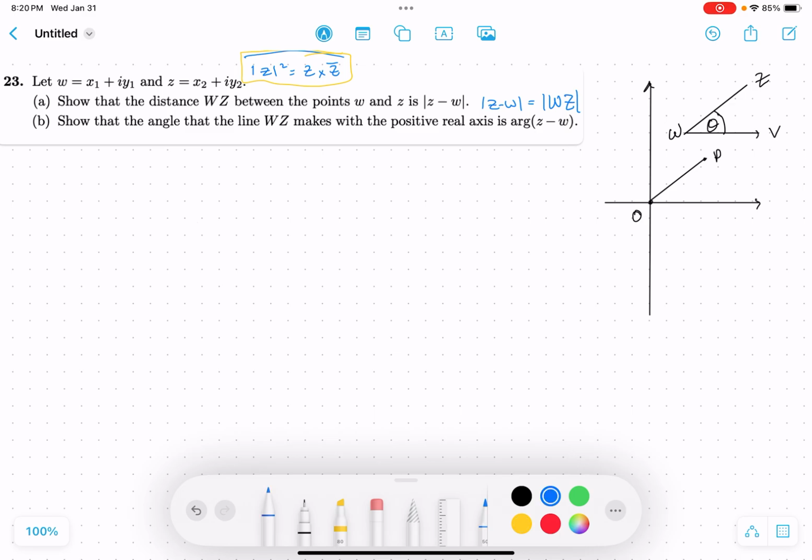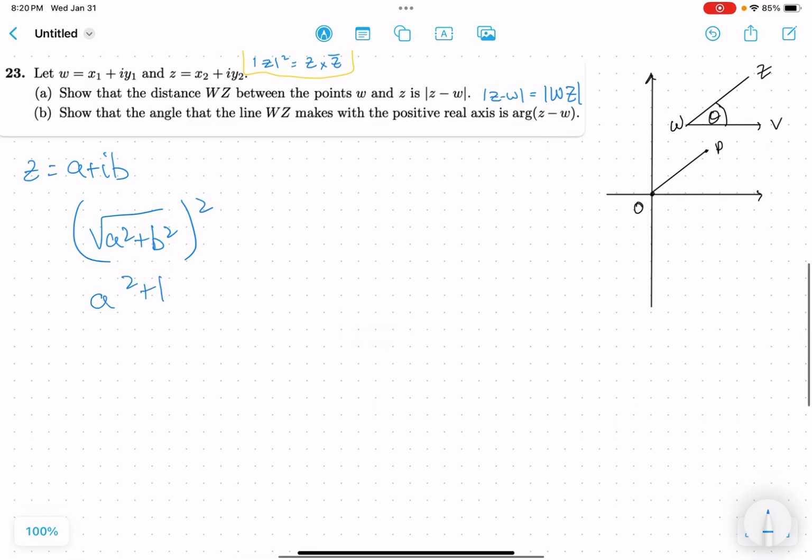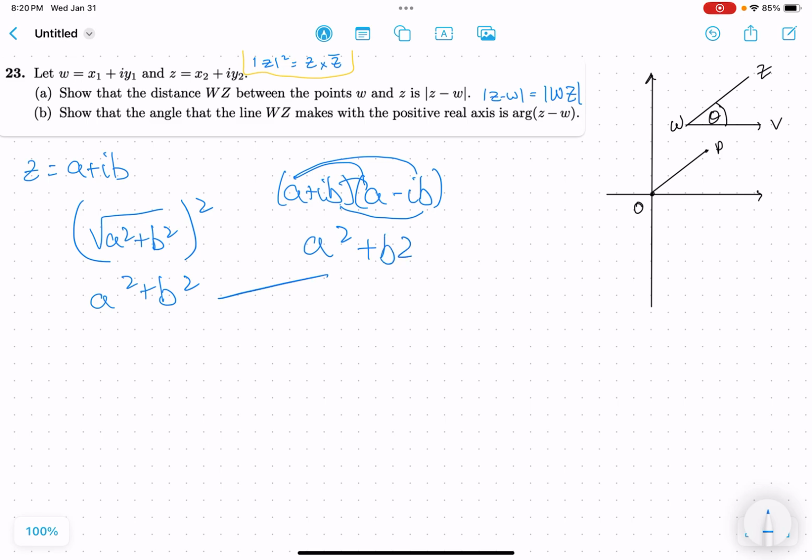So remember, if I quickly do it for you to remind you, if I let Z be a plus ib, we know the length of it is the square root of a squared plus b squared. So if I square that, I'm just going to get a squared plus b squared. If instead I do Z times Z bar, the conjugate, again we're going to get a squared, the iab and the minus iab cancel each other out, and then I'm getting negative i squared b squared. i squared is minus 1, so negative b squared becomes plus b squared.